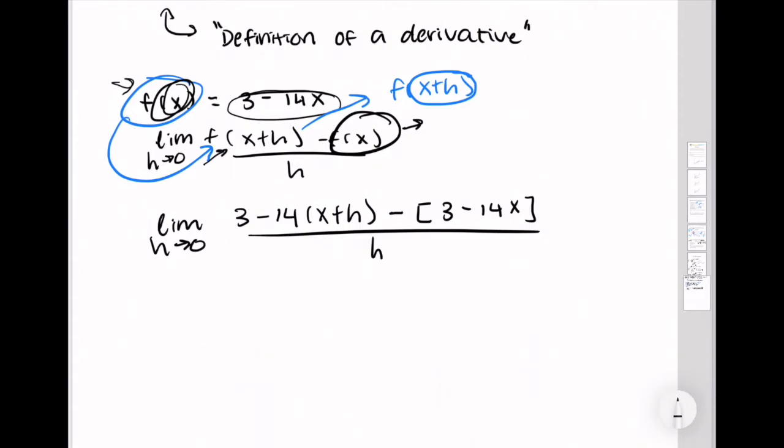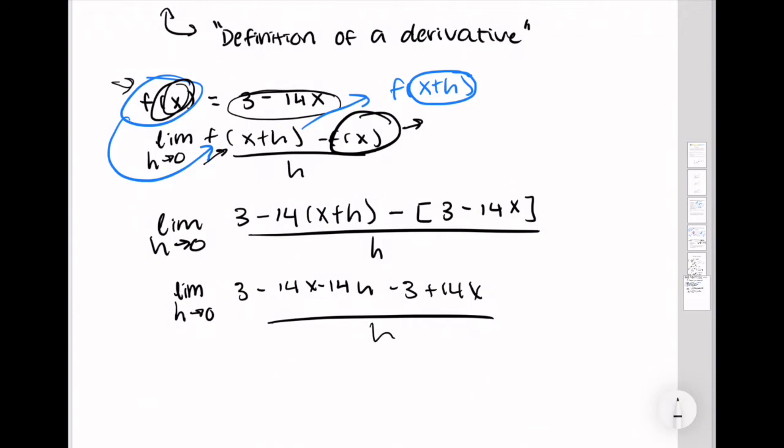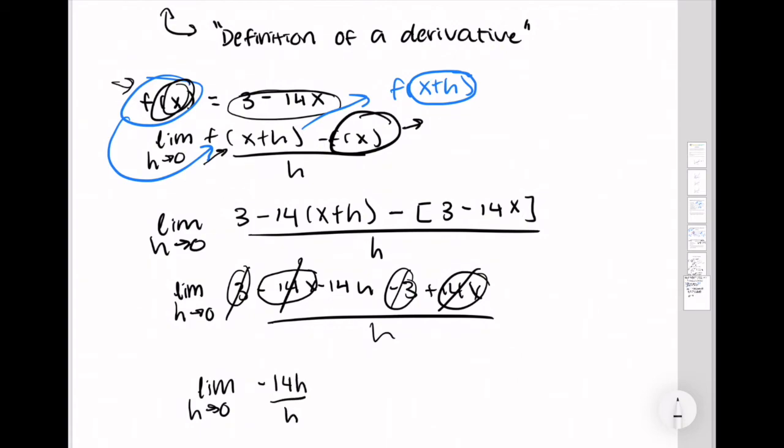But now we can just evaluate this. To evaluate this, we're basically just going to simplify it. So we have the limit as h goes to 0 of 3 minus 14x minus 14h minus 3 plus 14x, all over h. These cancel out: we have a positive 14x and a negative 14x. And this also cancels out: we have a positive 3 and a negative 3. So we're left with the limit as h goes to 0 of negative 14h over h.